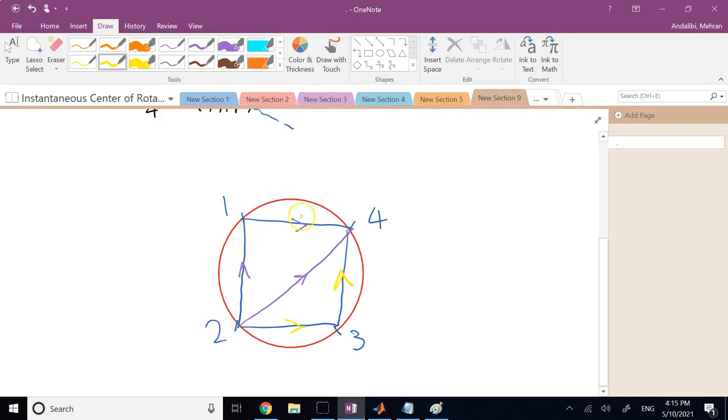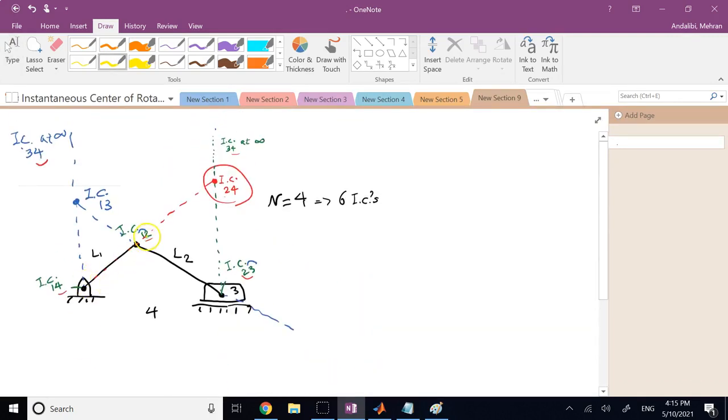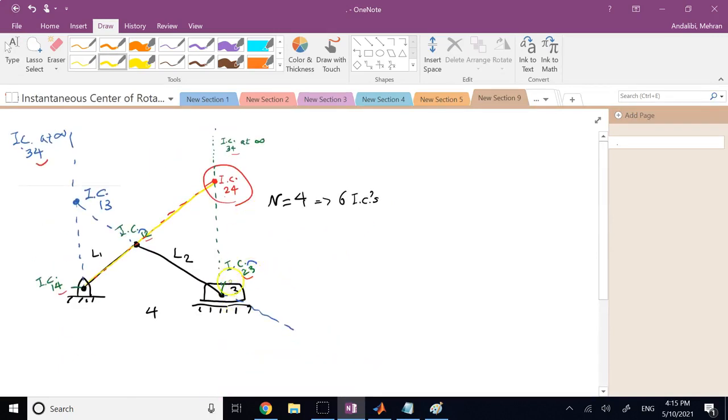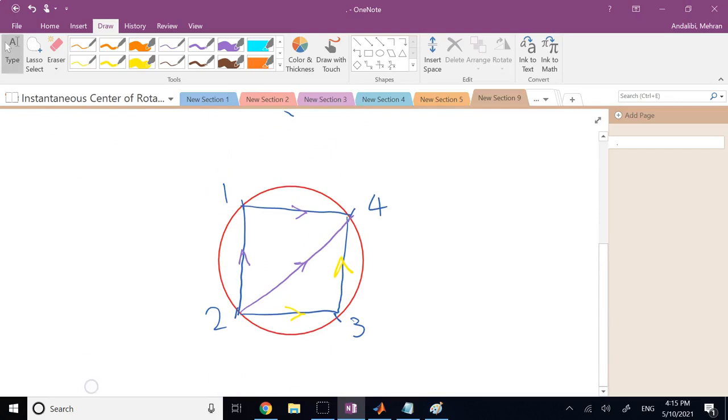So I connect 2 to 1, 1 to 4, which is this one. 2 to 1 and 1 to 4, I connect them. And then what? The other way is 2 to 3, 3 to 4. And this is 2 to 3, 3 to 4 is at infinity. So I connect them, and then wherever they intersect, that's 2 to 4. And the same thing for the other one.